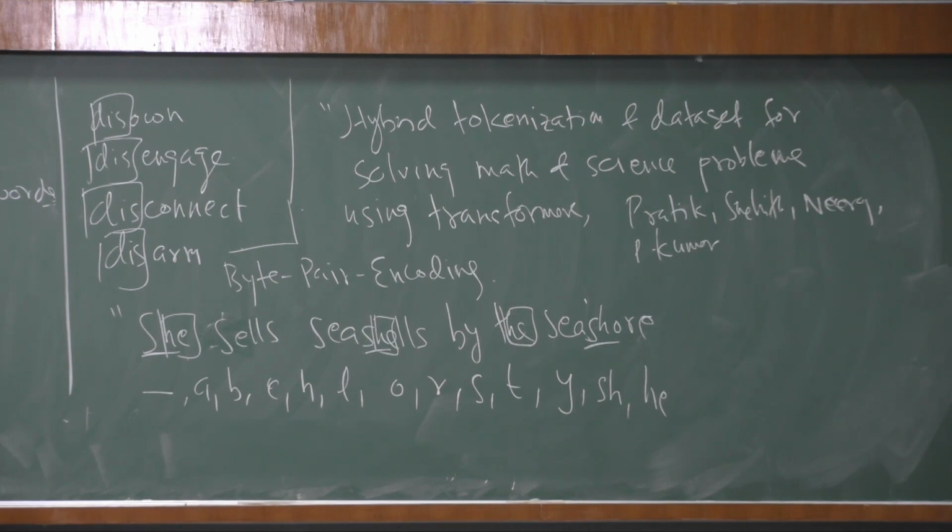Basically, you look for the subwords which occur very frequently in your corpus. In this case, SH appeared 3 times, so I added that. The next, HE, also appeared 3 times, so I added that. This way also you can build a tokenization.